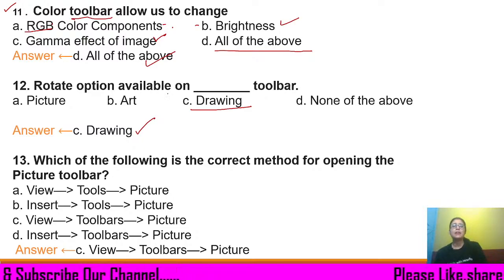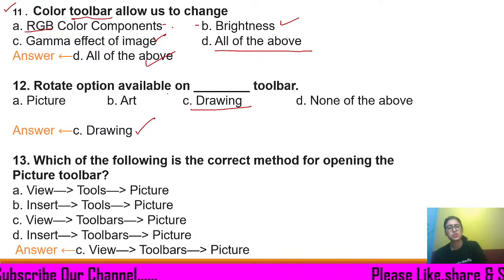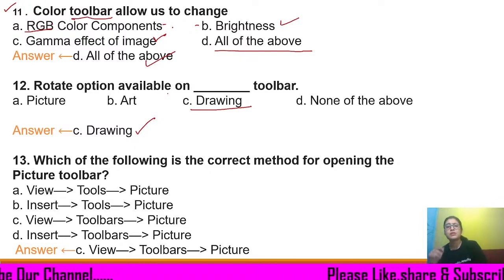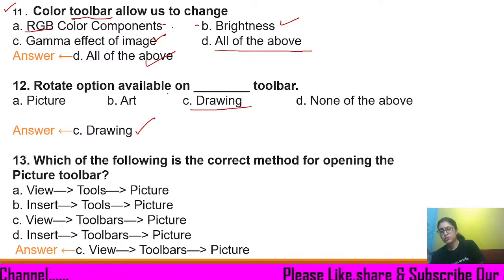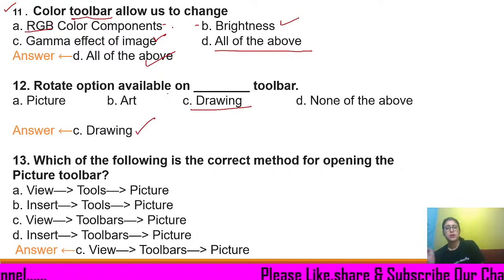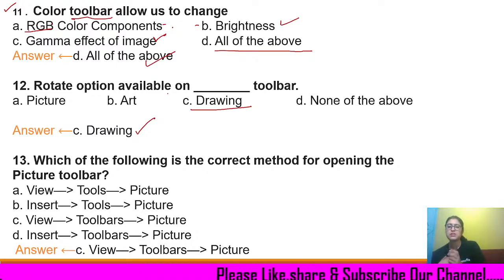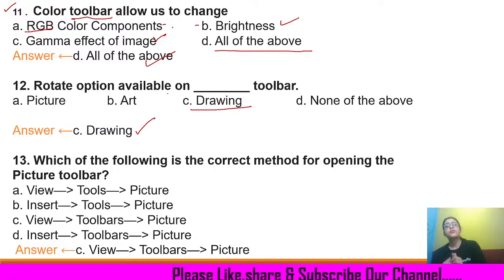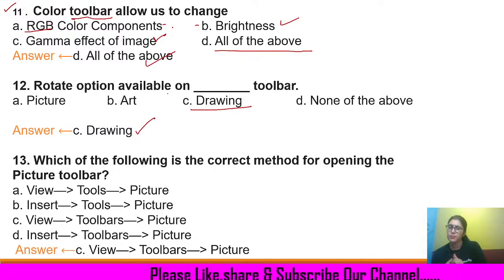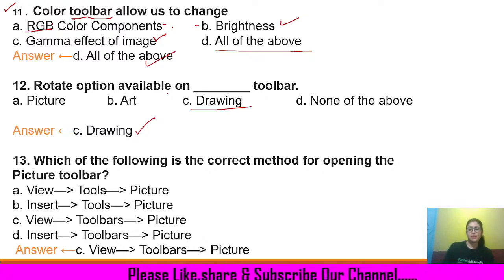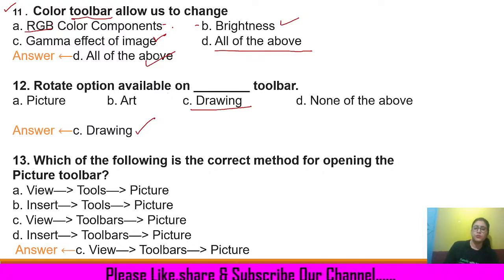As I showed you, we cannot do rotation directly from the OpenOffice document. We can do this by using the drawing toolbar or OpenOffice Drawing. When we open OpenOffice Drawing, we can rotate the image, and cut and paste the image. The drawing toolbar also has a rotate button, for the purpose of rotating the image.